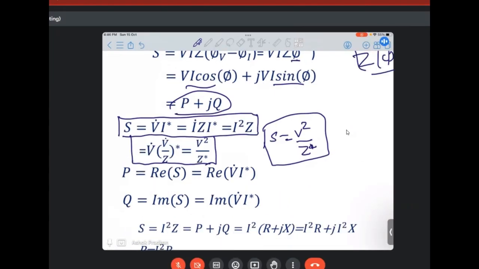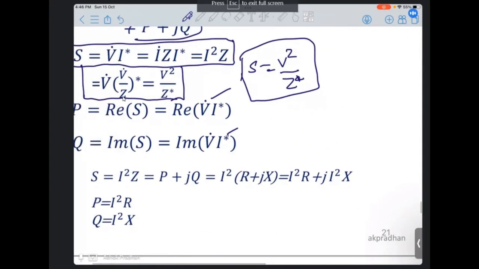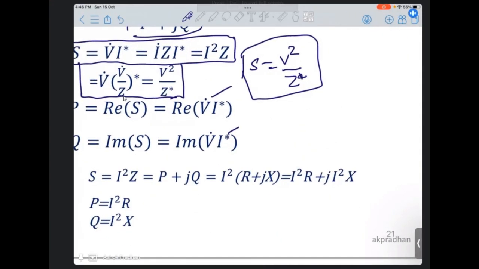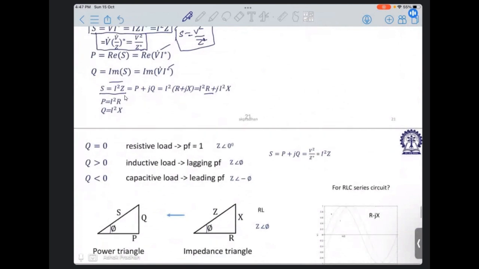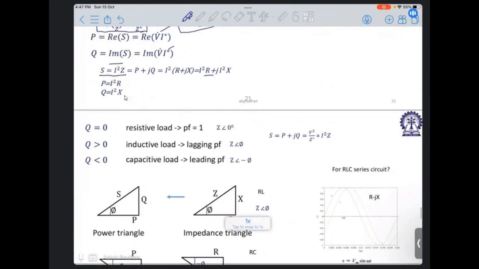So divide by the Z conjugate, then we get the corresponding real to this, imaginary to this. So that becomes equal to, so in general we say S equals I square Z, that becomes this, and in general we say this to be this. So what we say is that Q equals 0 means a resistive circuit, Z real; Q is positive, Z positive.